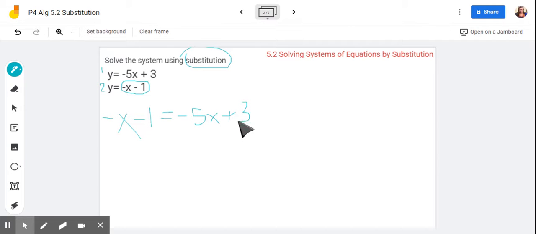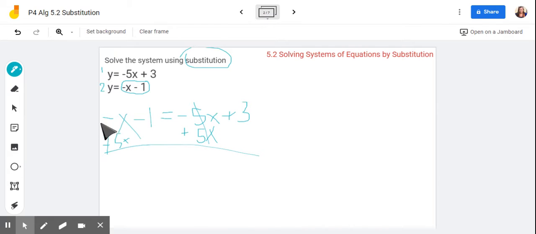Now, just like we've been doing since the beginning of the semester, we're going to solve the equation for x. So I want to get my letters on one side and my numbers on the other. I'm going to choose to move the 5 because it's the bigger number in front of x. 5 is bigger than the 1. So I'm going to add 5x to both sides. I don't have my little drawing pad today, so that's why my writing is so bad.